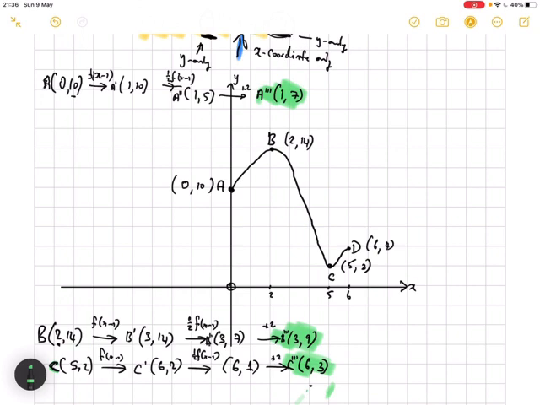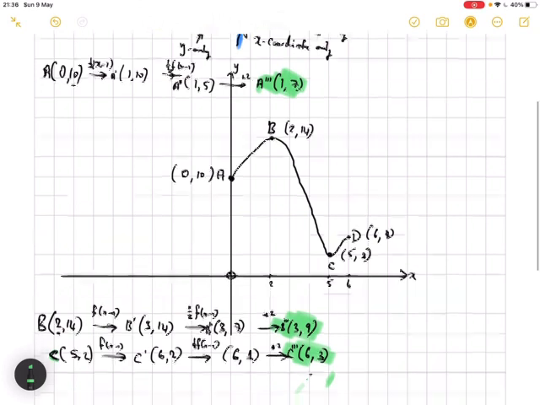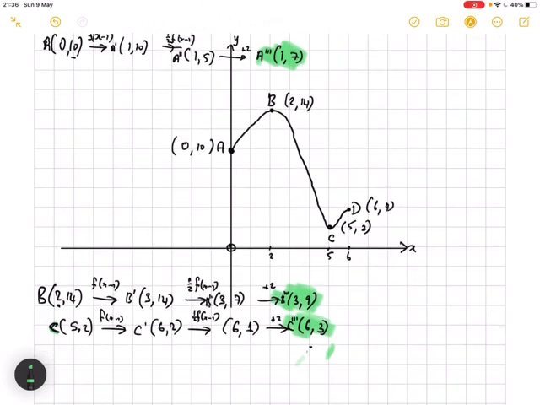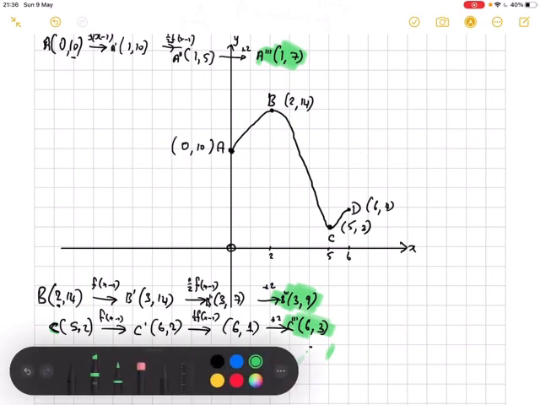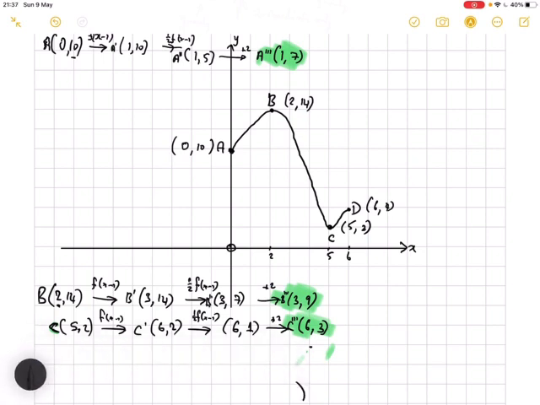And we're going to finally do the same for point D. Let's go back, choose the right pen, this one, choose black. So point D was 6, 4.